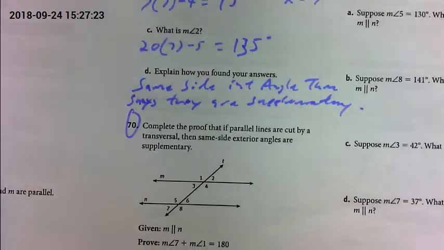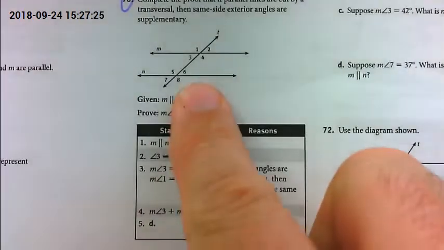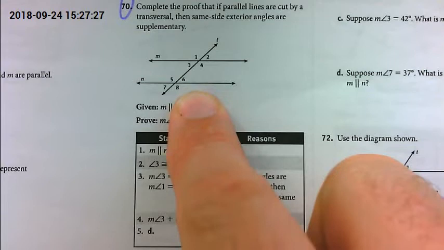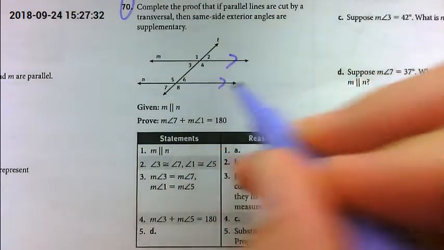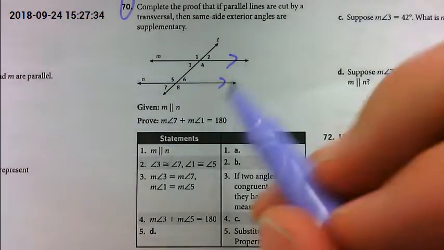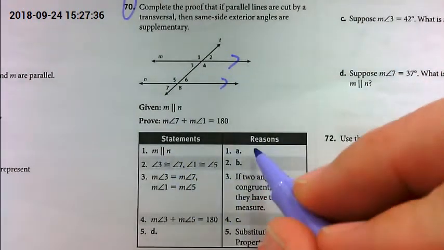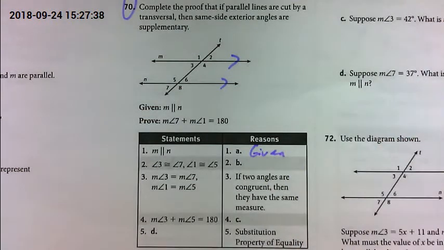All right, number 70. We have two parallel lines cut by a transversal. They told us these two lines are parallel. All right, so we know that they're parallel. How? It was given to us.